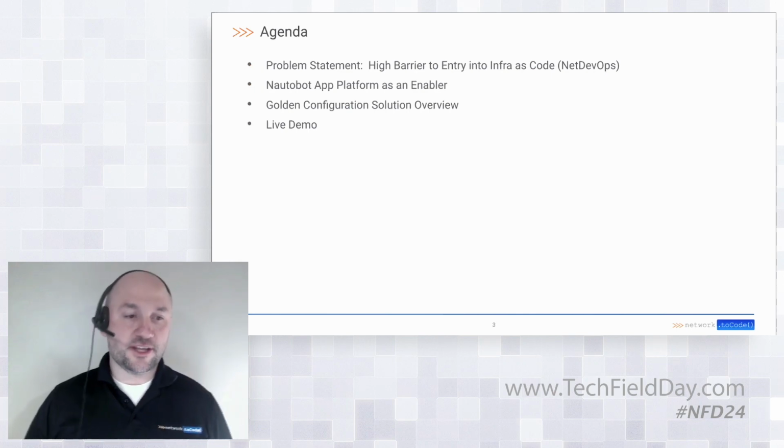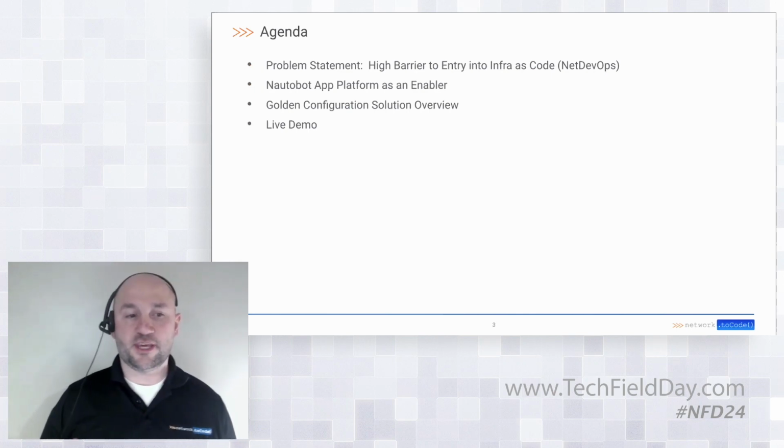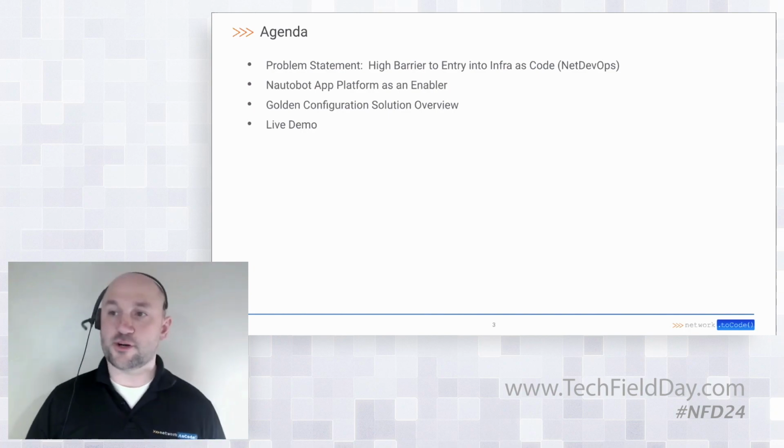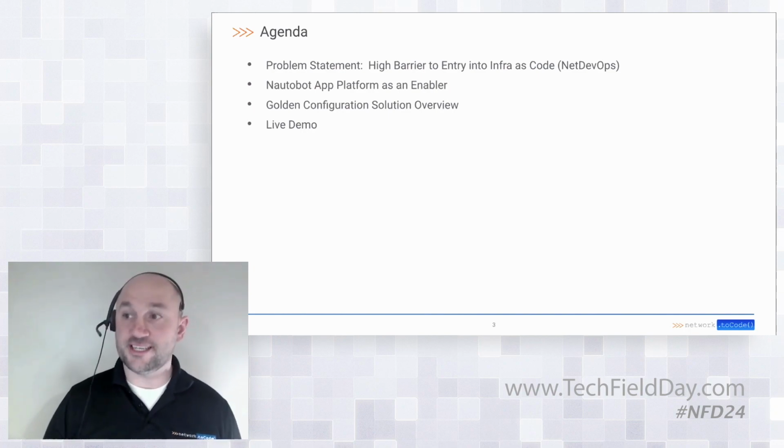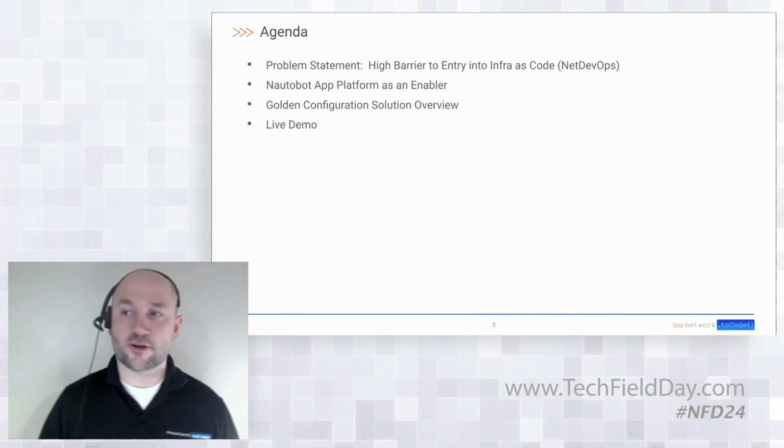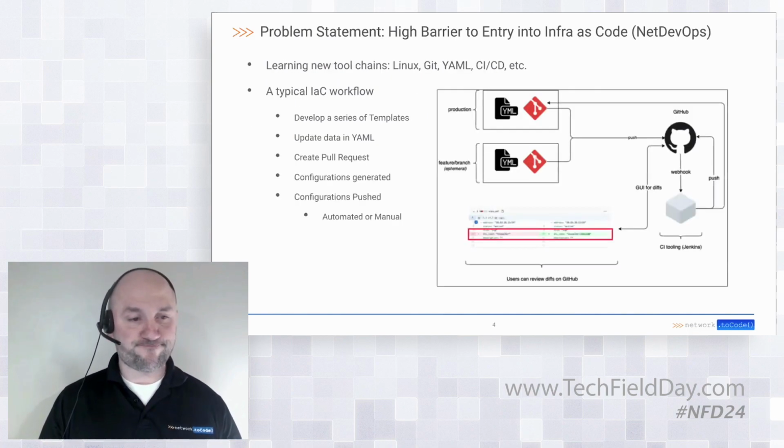Just to highlight the agenda, I'm going to go through a problem statement with some of the higher barriers to entry for infrastructure as code. Then I'll talk about the Nautobot application platform as an enabler. Next is the Golden Config solution overview, where we'll go through a little bit of the architecture. And finally, we'll go through the demo, which I think most people will be interested in.